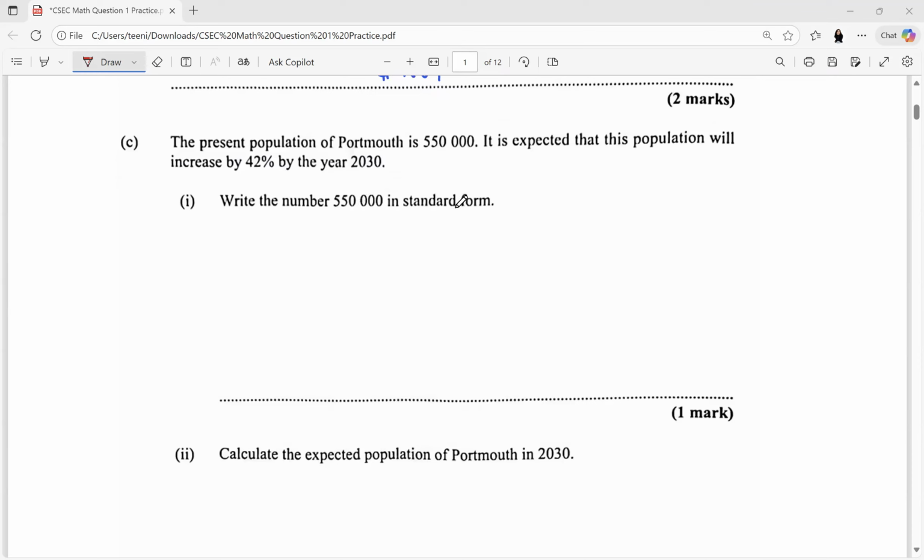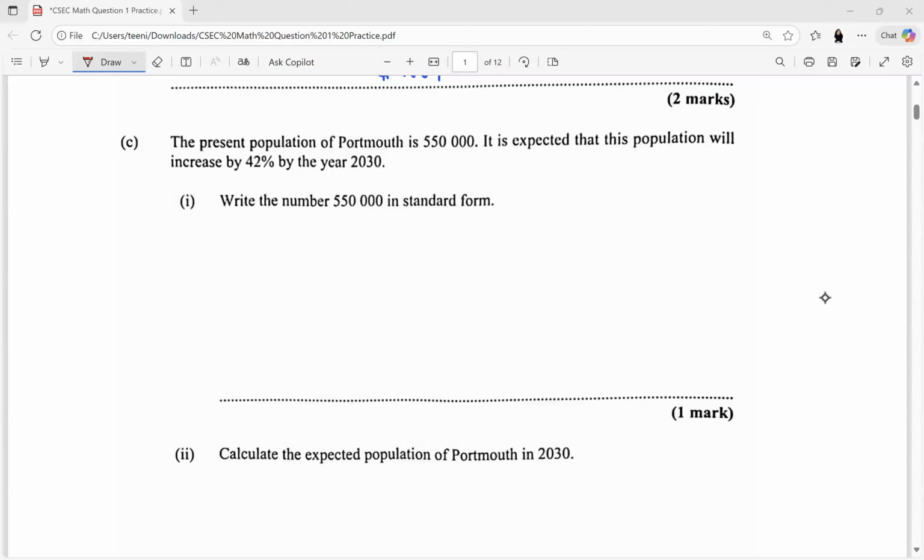Do you girls know how to write this in standard form? Anybody knows? Isn't that when you have the 10 and the power? Yeah, it is. When you have a number between 1 and 10 multiplied by 10 to the power of something. So, Ari, stay with me here.